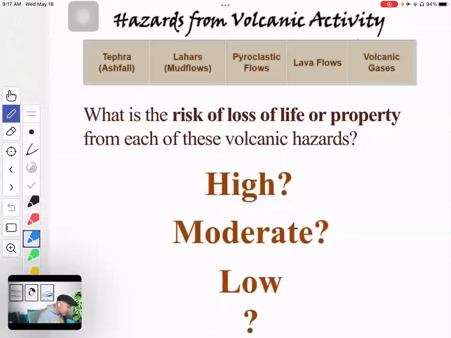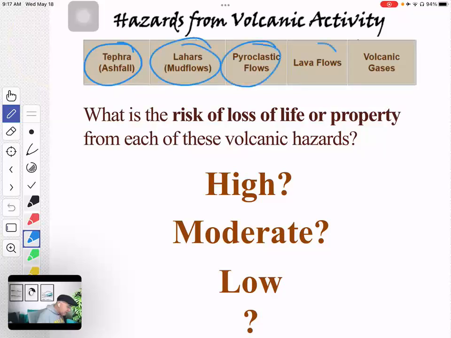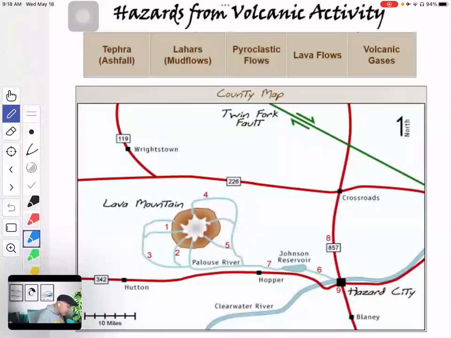So those are the 5 types of hazard that we're going to be evaluating in this exercise today. So ashfall, mud flows, pyroclastic flows, lava flows, and volcanic gases. And what we're going to be doing is evaluating the risk of loss of life or loss of property from each of those hazards. And we're going to classify them as high risk, moderate risk, or low risk. Okay. And where are we going to apply those evaluations?